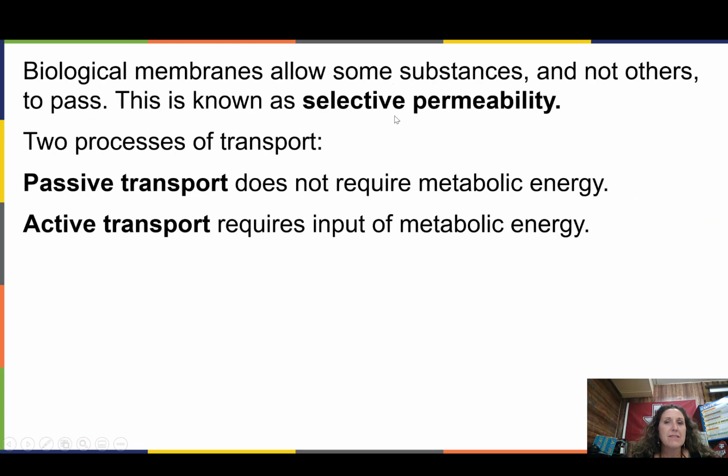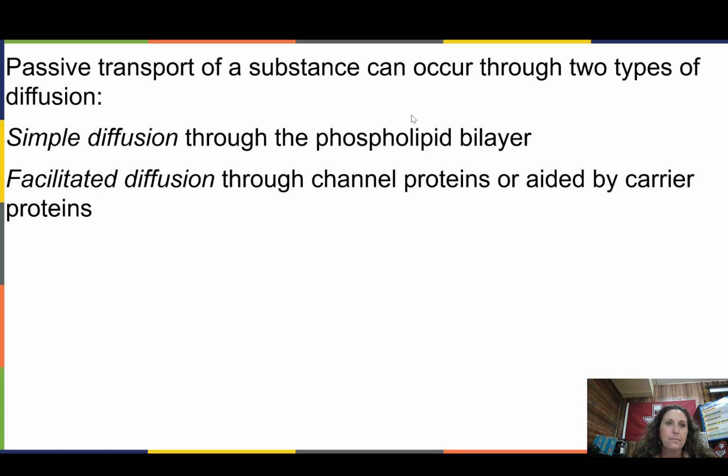Now, we talked about selectively permeable. So a plasma membrane is going to let some things in and other things not. And so in order to get things in and out of the cell, it's important that we understand this permeability. So there's two processes by which we can get things in and out of a cell. Passive transport, which does not require energy, and active transport, which requires energy. So if you think about it, being active requires energy.